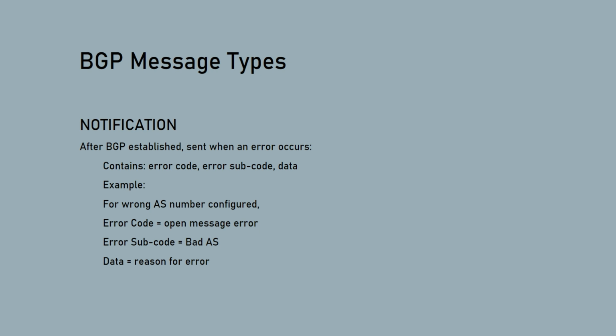Notification messages are only sent when there is an error condition. For example, after the TCP connection is established, BGP is trying to bring up a neighbor and a wrong AS number is received from the neighbor. An error code of open message error will be generated with bad AS as the subcode, and the reason for the error will be that a bad AS is received from the remote peer.